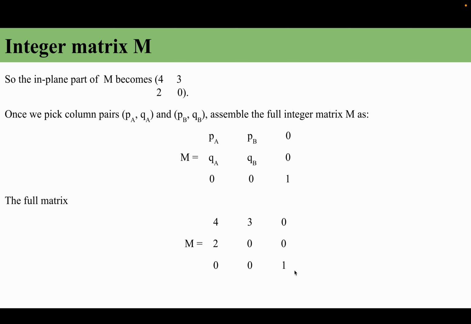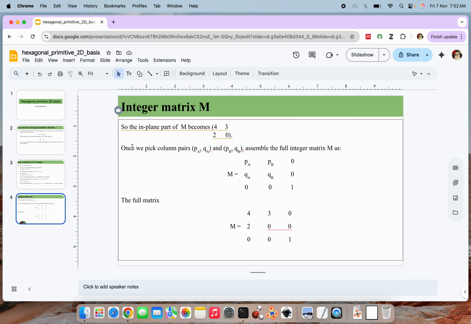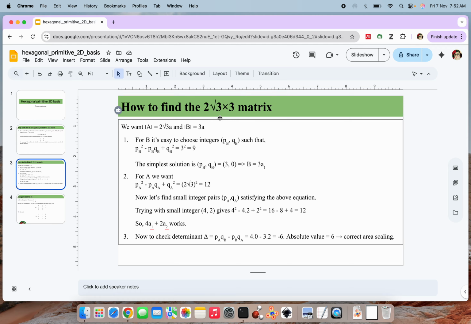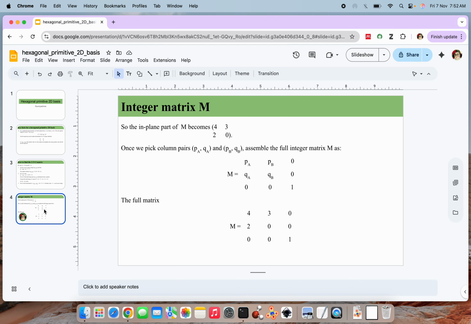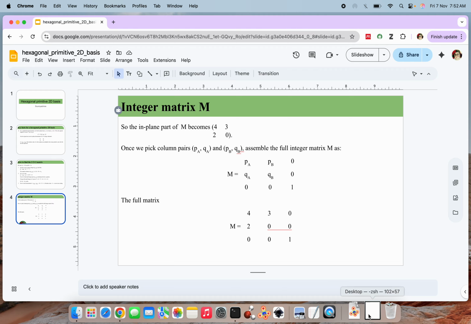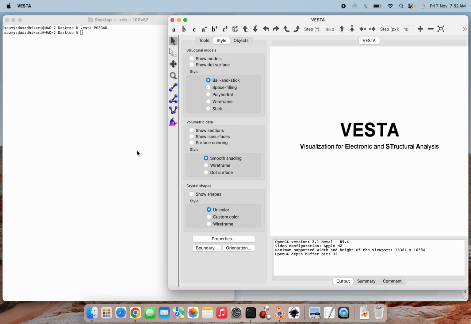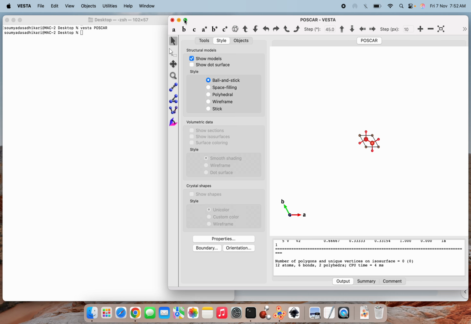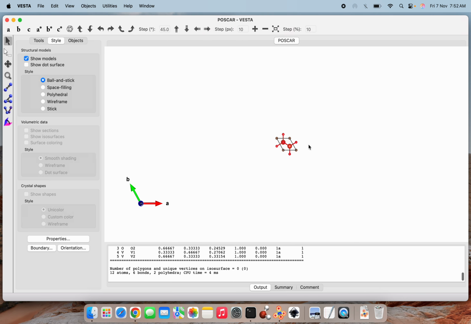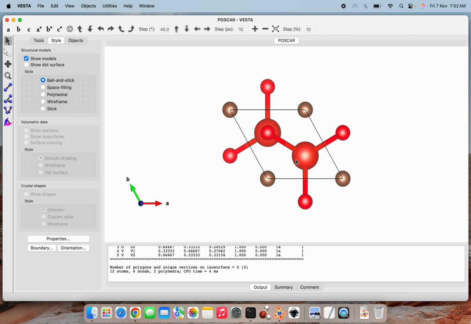Using this matrix we can now transform our lattice so that we will get this kind of vector, like 3 root 3 cross 3. Okay, so let me open my POSCAR file in VESTA. Here I am opening the same POSCAR which I chose in the earlier video also. So this one is the POSCAR.